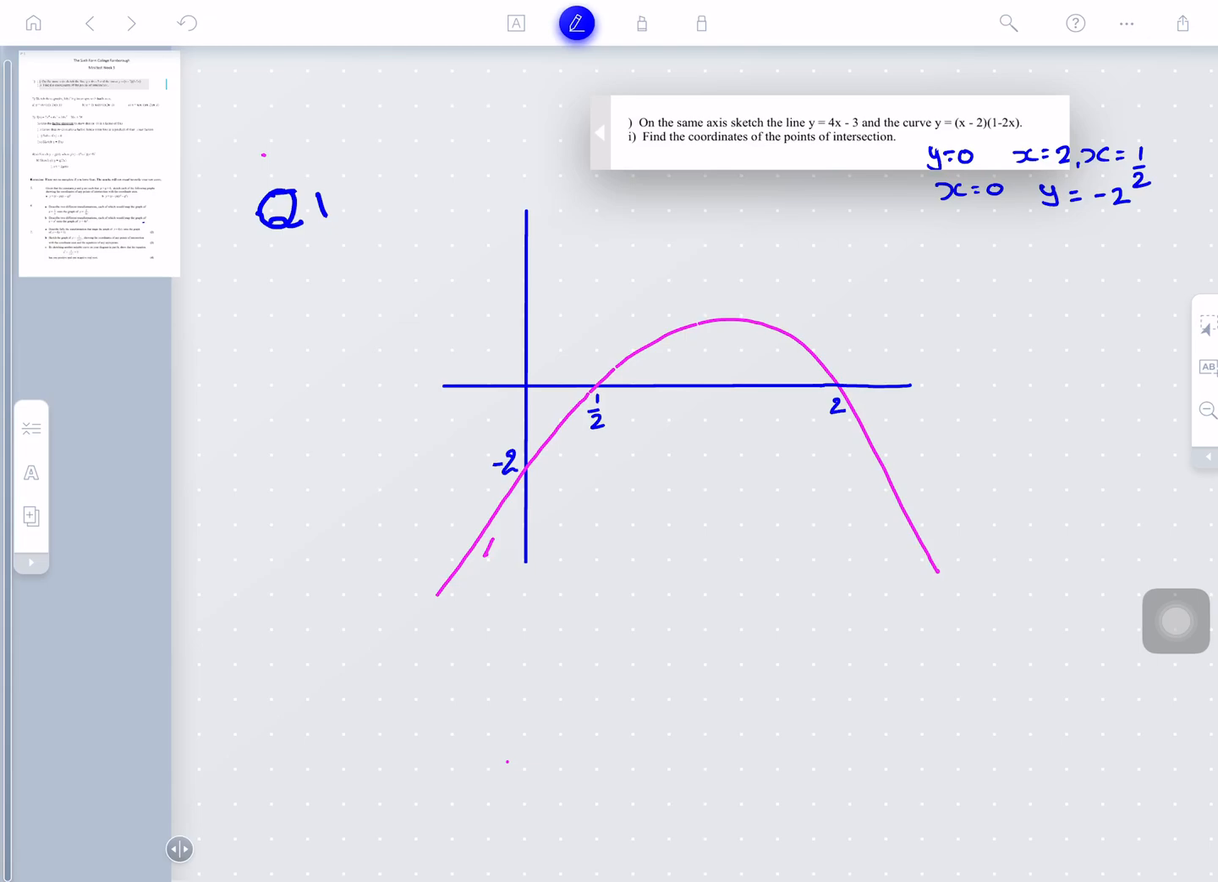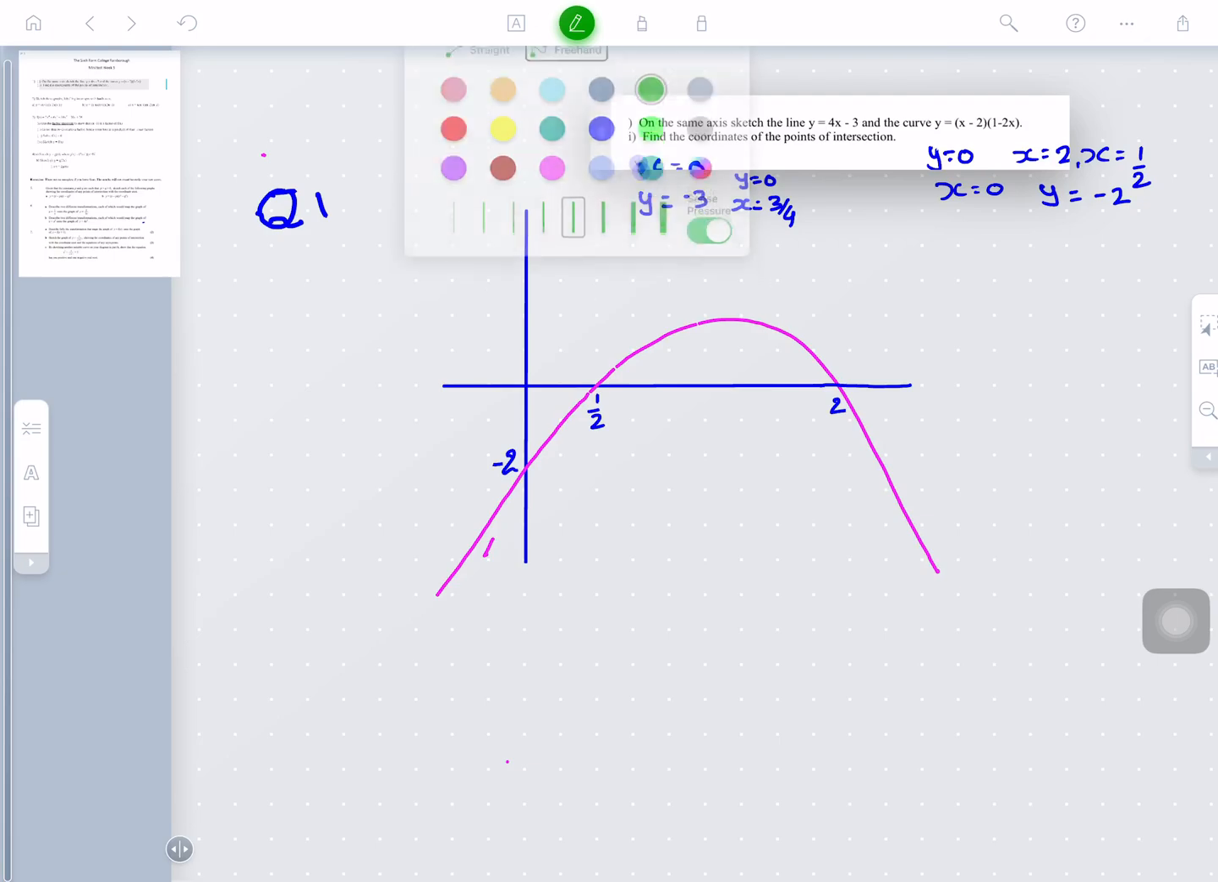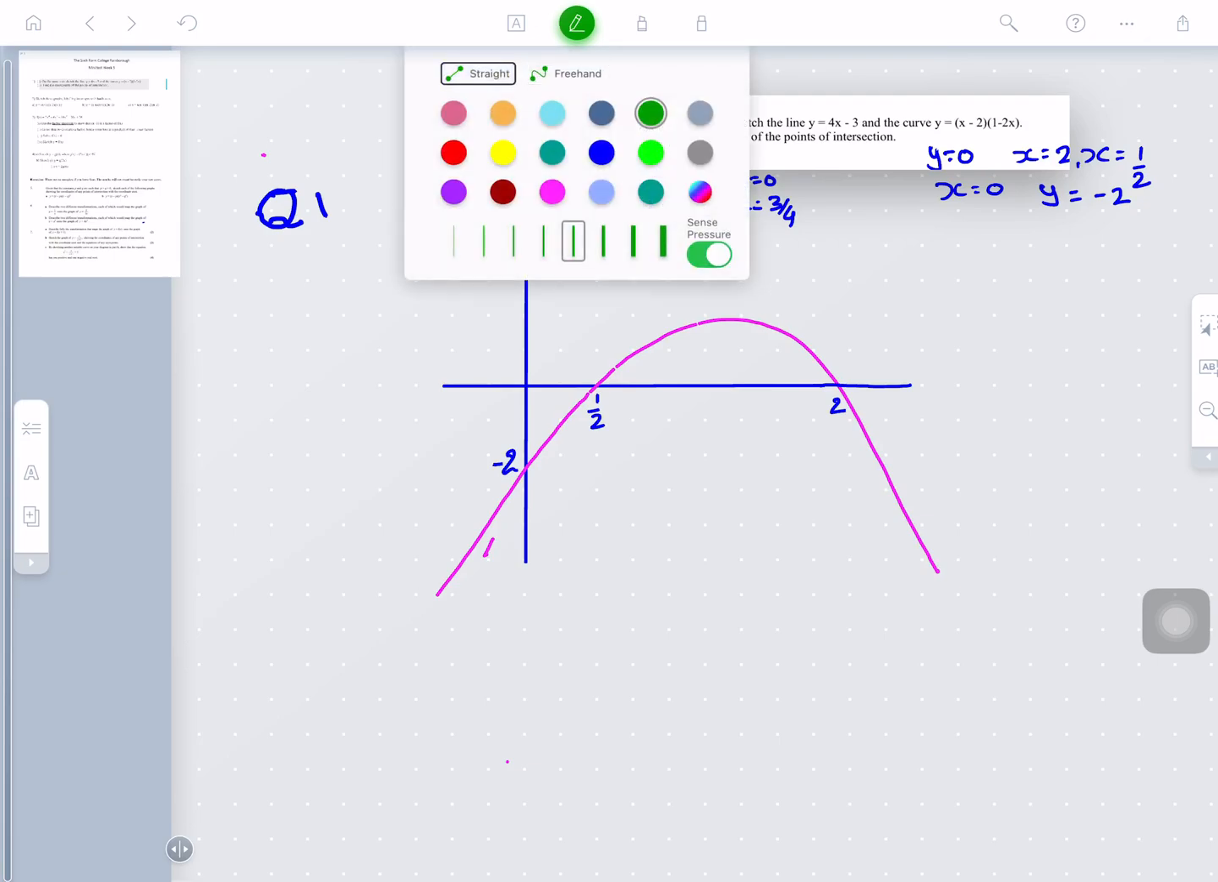Okay, then for the line, we know when x equals 0, y equals negative 3, and when y equals 0, x equals 3 over 4. Okay, so let's draw the line. Let's take a different color and draw a straight line. That looks okay. So let's label that. That is negative 3, and that is 3/4.